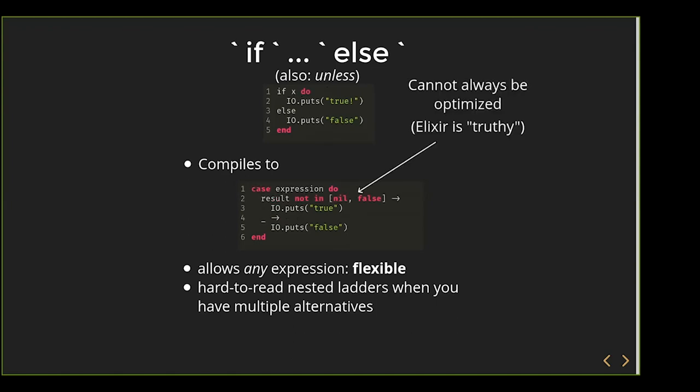So in certain cases, it has to resort to this slightly more convoluted way of writing the resulting case expression. This is because in Elixir, nil and false are both treated as falsy, and anything else is treated as truthy. So this allows for more flexibility, but it creates this slightly more complicated code when compiled. So it might not be as efficient. And for if-else, particularly when you have many expressions that you want to check for, many conditions, then of course the code by itself becomes hard to read.